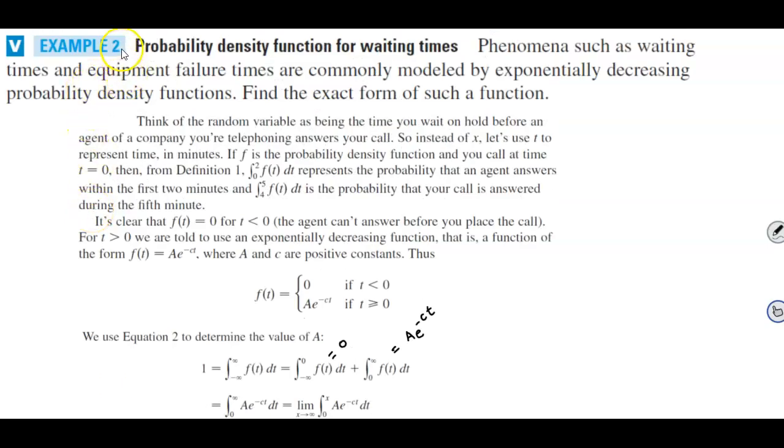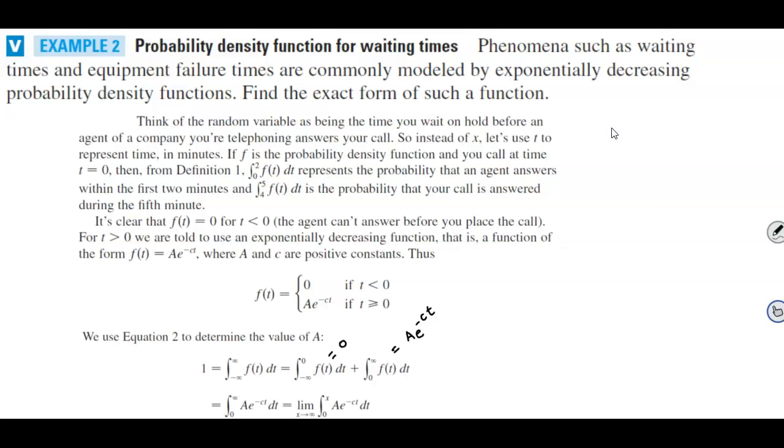Okay, for example 2, the probability density function for waiting times. Phenomena such as waiting times and equipment failure times are commonly modeled by exponentially decreasing probability density functions. We want to be able to find the exact form of such a function. We want to be able to think of a random variable as being the time you wait on hold before an agent of a company you're telephoning answers your call. So instead of x, we're going to use t to represent time in minutes.